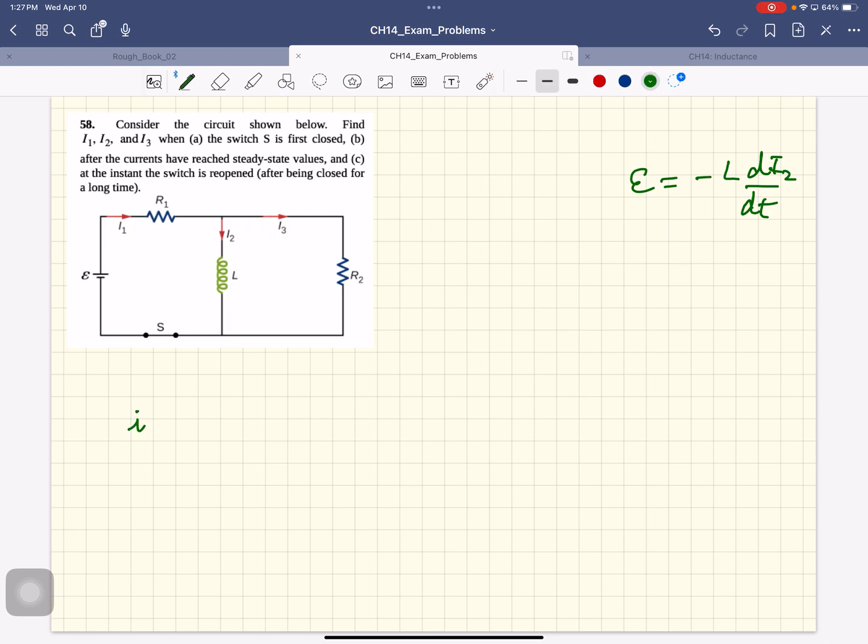So I3 at time t equal to infinity is zero, and I1 at infinity is equal to I2 at infinity. So after you close the switch and after a long time, this current is equal to this current, and this current is zero. That's what we're saying.